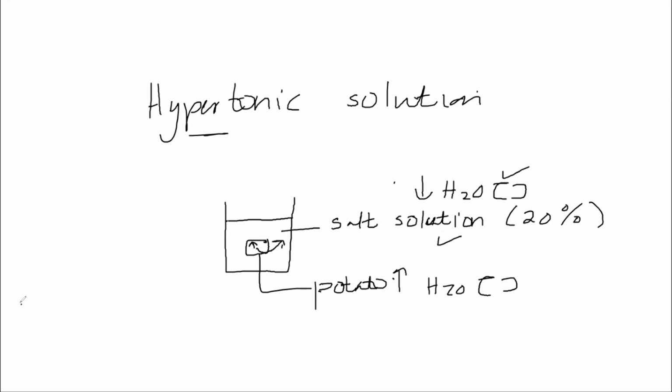Water moves out of the cell, so the cells will shrink, and that's called exosmosis. And again, if you say exosmosis, you get 2 marks. If you say osmosis, you get 1 mark.